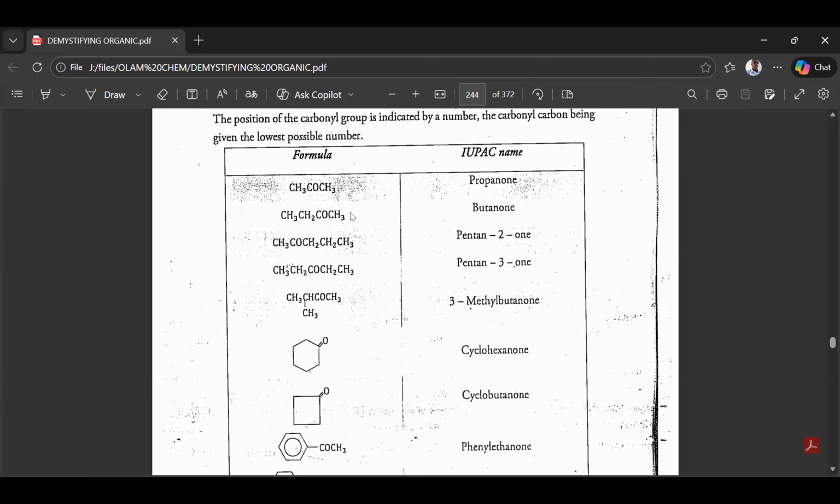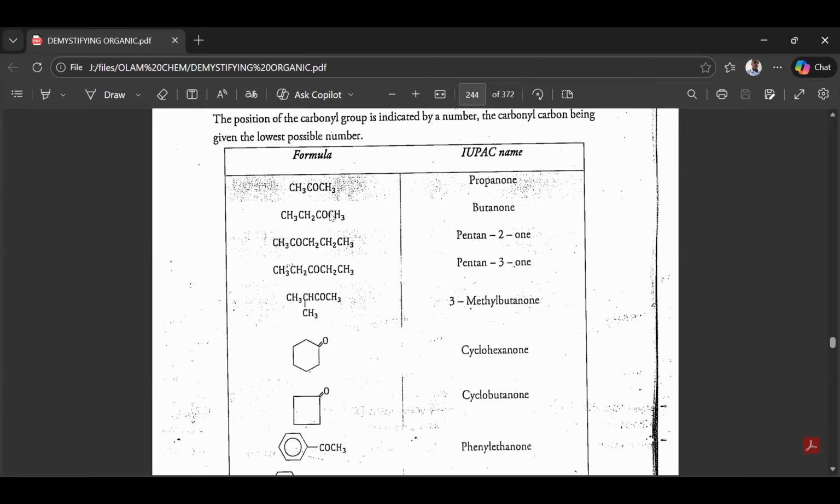So look at the second one. The third one, what is the name? Should we call it pentanone? Now this one, we are calling it pentane-2-one. Then this one is called pentane-3-one.